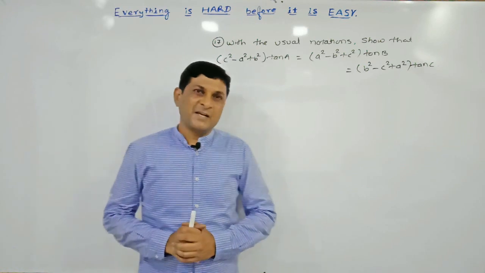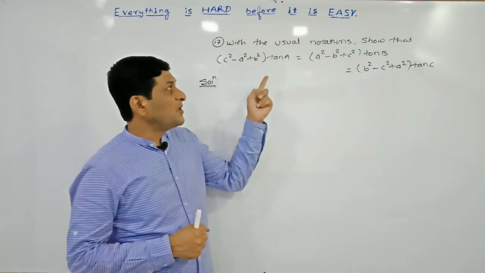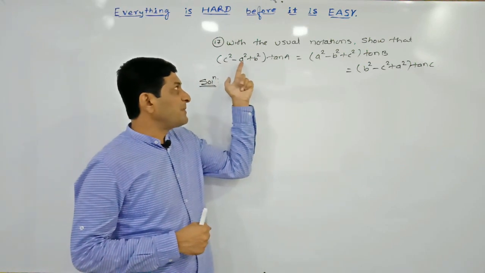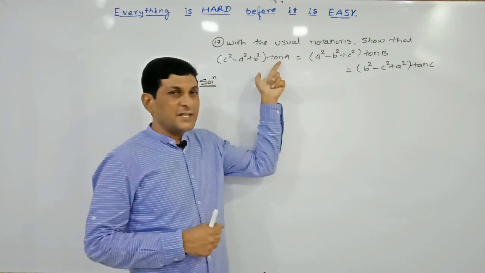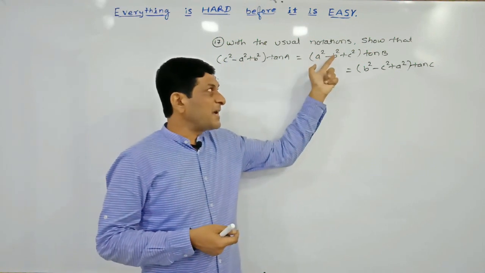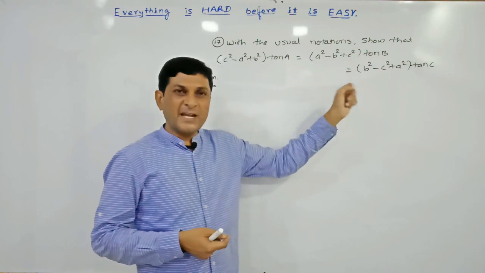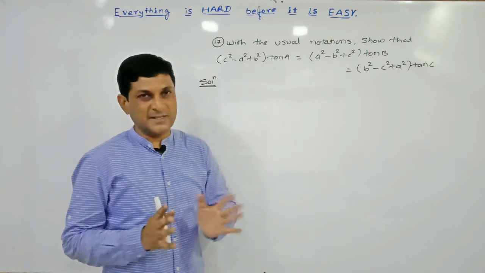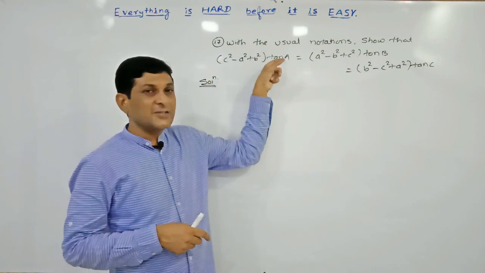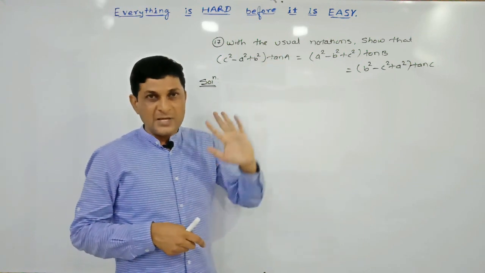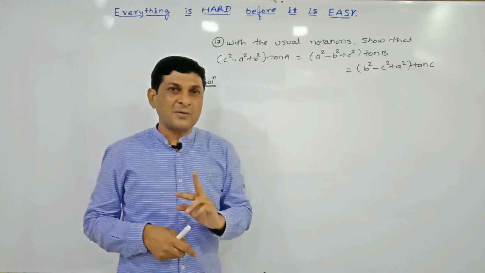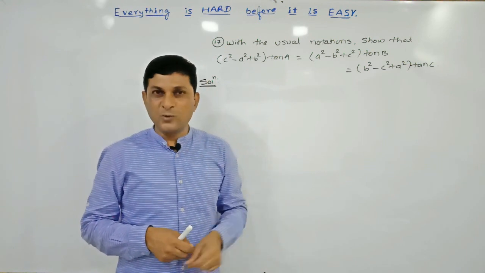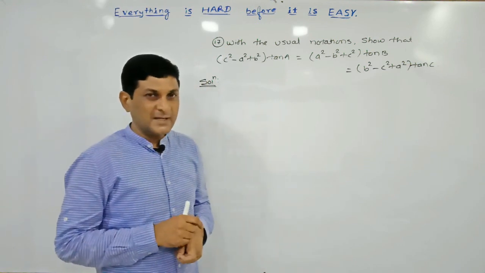Now see the next example, 17th. In this case we have to show that the value of (c square minus a square plus b square) into tan a is equal to (a square minus b square plus c square) into tan b is equal to (b square minus c square plus a square) into tan c. Now tan can be written as what? Sine upon cos. Means to solve this example we have to make use of both the sine rule and the cosine rule. Is it clear?